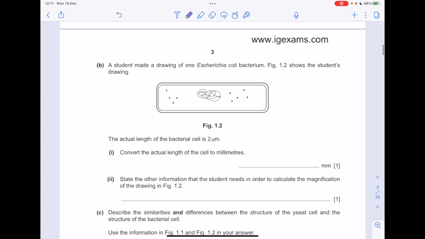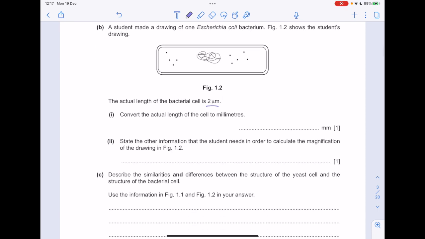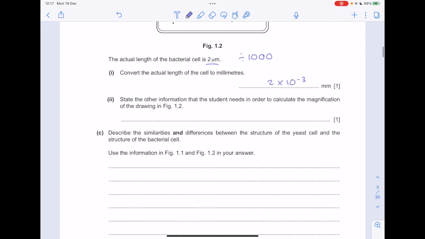A student made a drawing of one Escherichia coli bacteria. Figure 1.2 shows the student's drawing. The actual length of the bacterial cell is 2 micrometers. Convert the actual length of the cell to millimeters. To get micrometers into millimeters, you divide by 1,000, so that becomes 2 times 10 to the minus 3 millimeters.